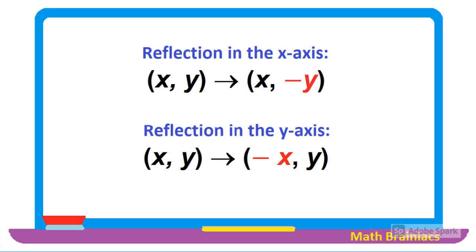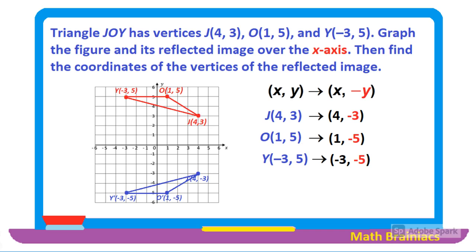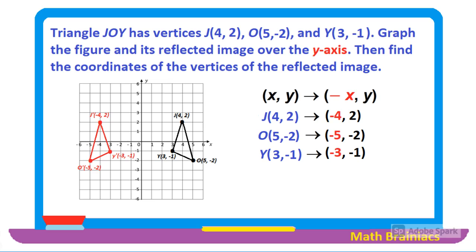I want you to take note of these key points. When you are going to reflect an image over the x-axis, you're going to keep the x-coordinate and take the opposite of the y-coordinate. However, if you're going to reflect an image over the y-axis, you're going to keep the y-coordinate and take the opposite of the x-coordinate. And whenever you are reflecting an image over the x-axis, the image will either go up or down only. However, if you're going to reflect an image over the y-axis, it will either go left or right only.